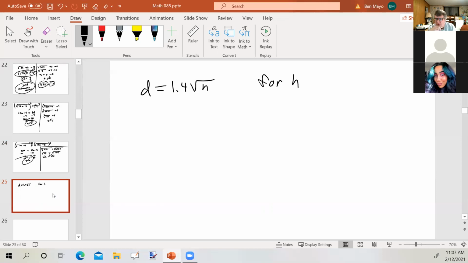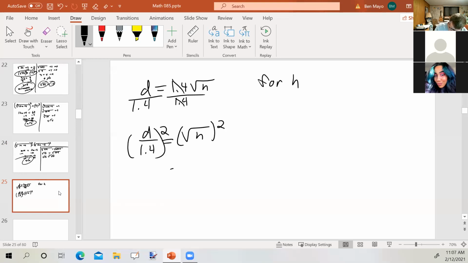What would you like to do? Leave it or get rid of it first? I'd say get rid of it. Okay, then we'll get rid of it first. So we're going to divide both sides by 1.4. Now we're going to square both sides. So I get d squared over 1.4 squared, I believe that's 1.96, yes. So 1.96, and that's h. So we've solved for h.